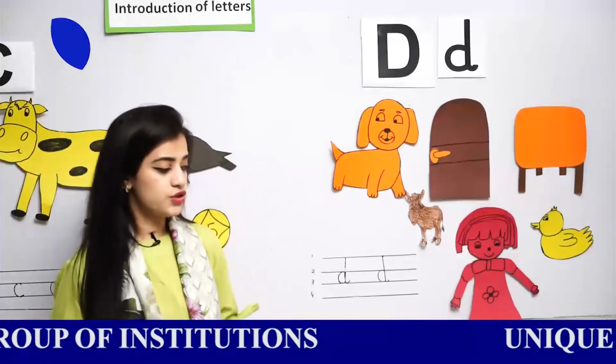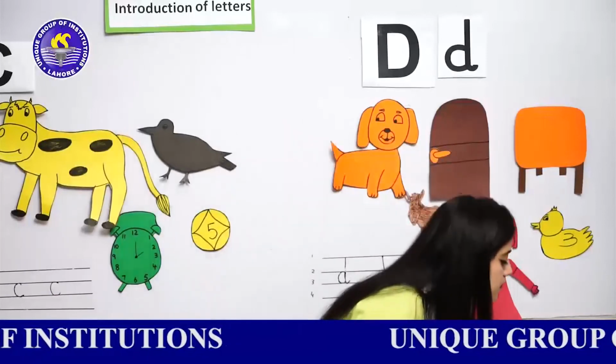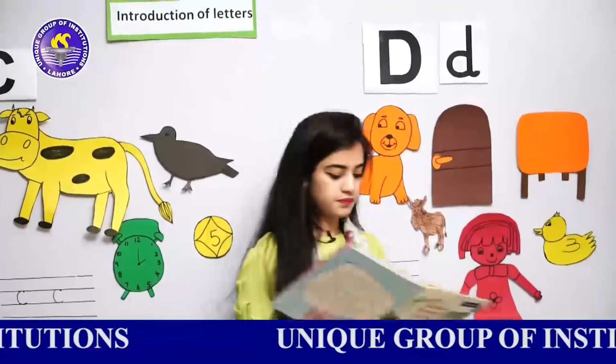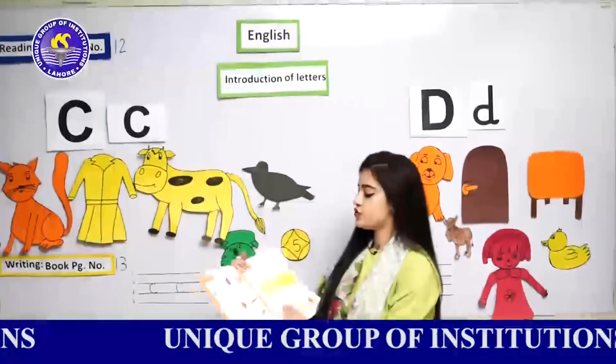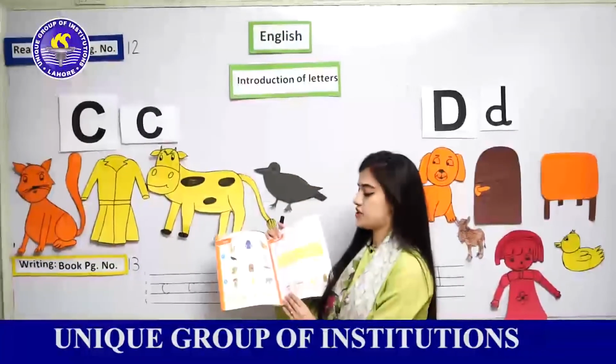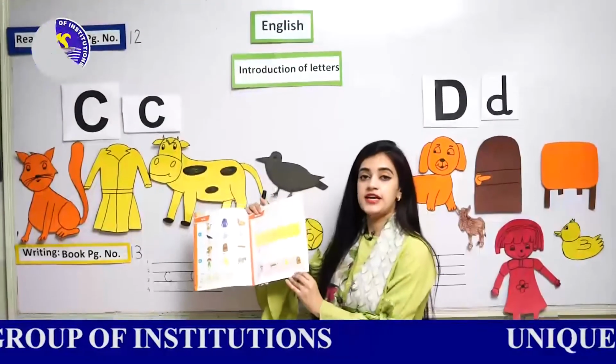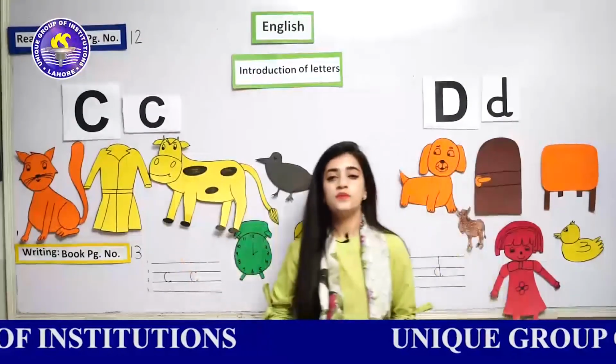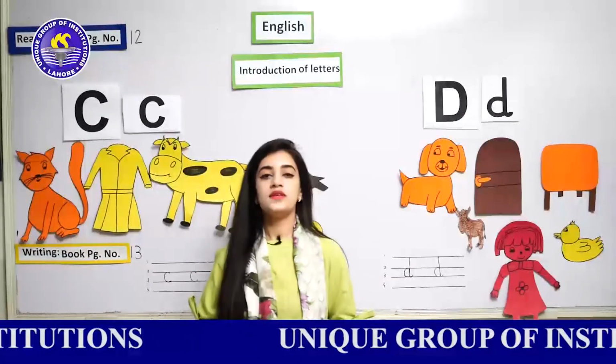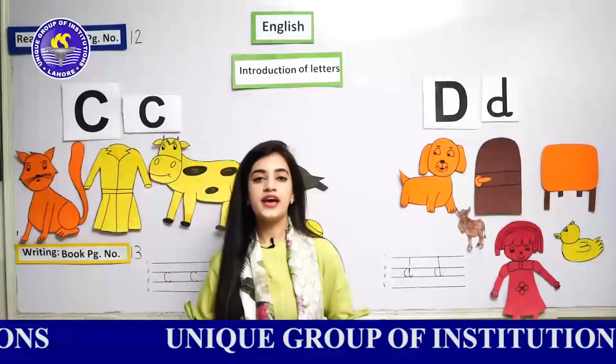Now I'm going to show you your reading book. You are going to do reading on book page number 12 and writing on book page number 13. Hope you know how to pronounce C and D with sound, action and song.